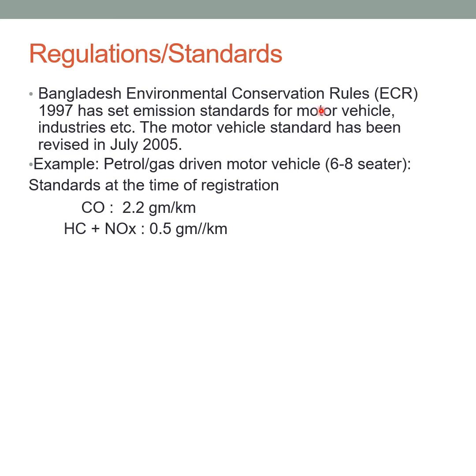The Bangladesh Environmental Conservation Rules 1997 has set emission standards for motor vehicle industries. The motor vehicle standard was revised in July 2005. According to the rule, for a petrol or gas-driven motor vehicle which has 6 to 8 seats, the standard limit of carbon monoxide will be 2.2 gram per kilometer, and hydrocarbon and nitrogen oxide emission rate will be 0.5 gram per kilometer during the time of registration.